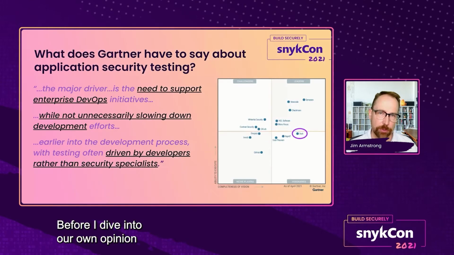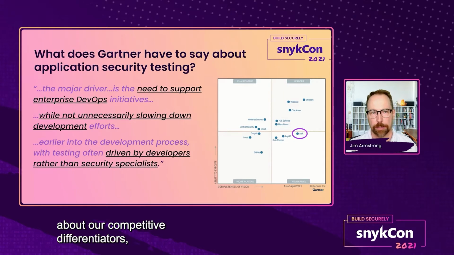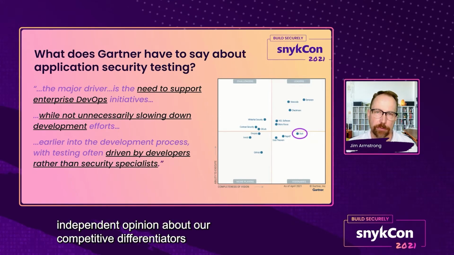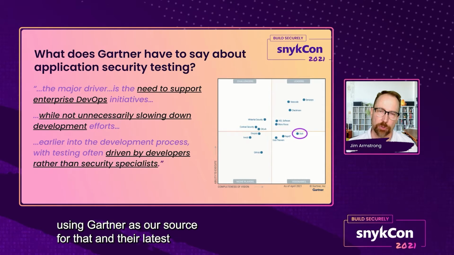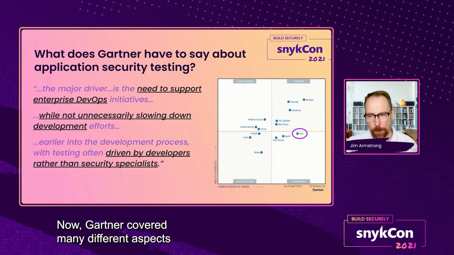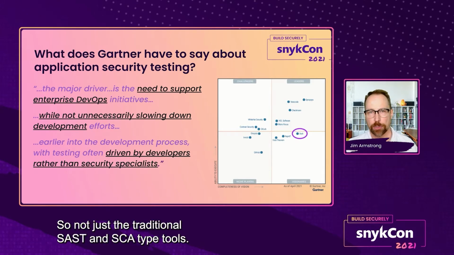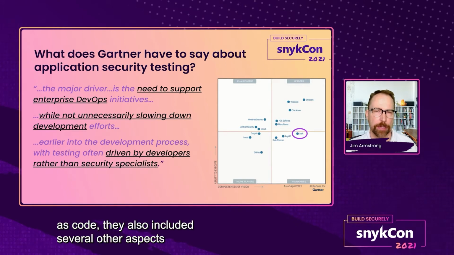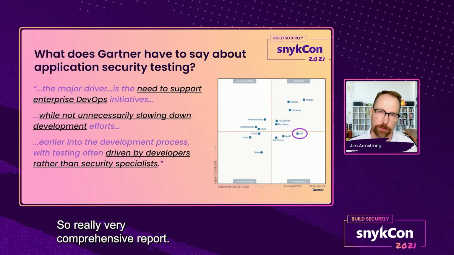Now, before I dive into our own opinion about our competitive differentiators, I thought I'd start with a third-party independent opinion, using Gartner as our source, in their latest Magic Quadrant for application security testing. Gartner covered many different aspects of application security in this report. Not just the traditional SAST and SCA type tools, they included container, infrastructure as code, and several other aspects of application security. So a really very comprehensive report.